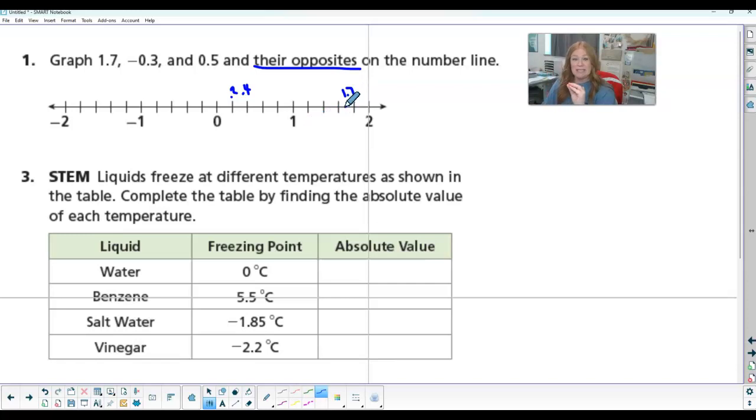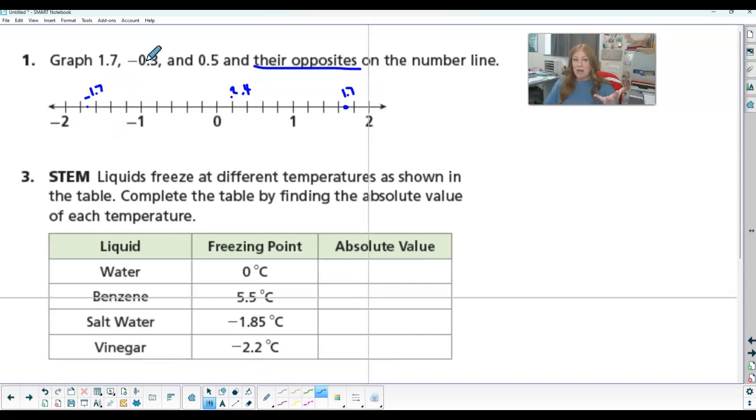So this is 1.7, 1 and 7 tenths is right here. And then if I have to do the opposite, I'm going to go to the other side of the number line. So past the 1, 2, 4, 6. This would be 8. So right in the middle is negative 1 and 7 tenths.